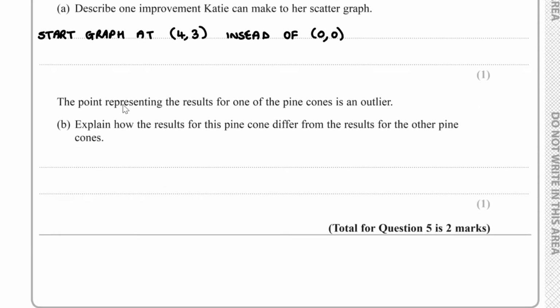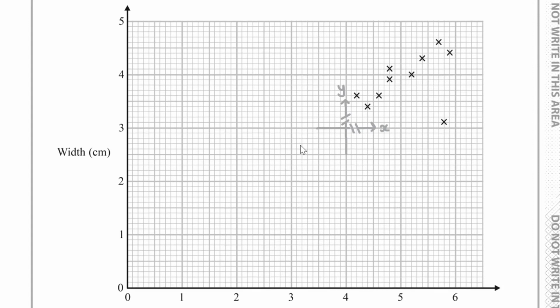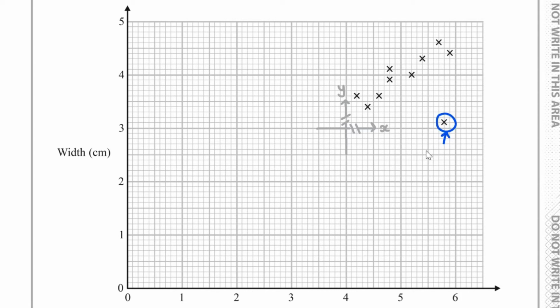Now for part B, the point representing the results for one of the pine cones is an outlier. We have to explain how the results for this pine cone differ from the results for the other pine cones. So if we take a look here, let's just circle it. Here we have an outlier.